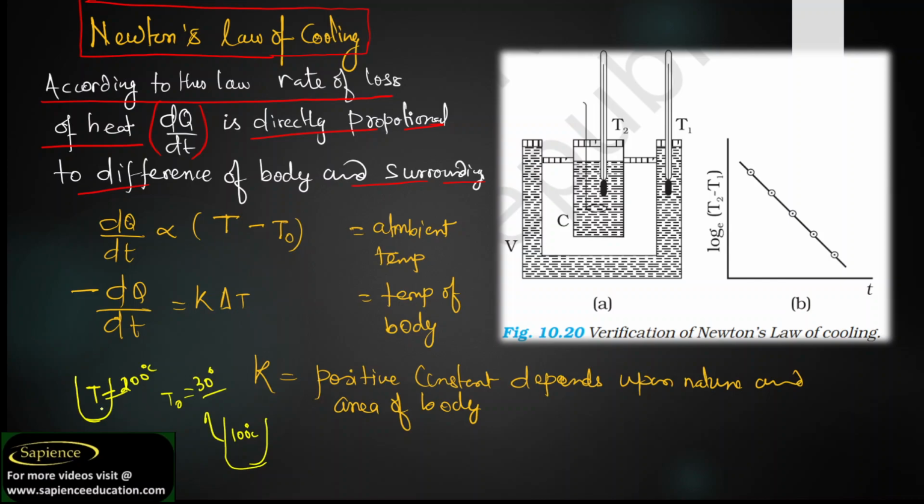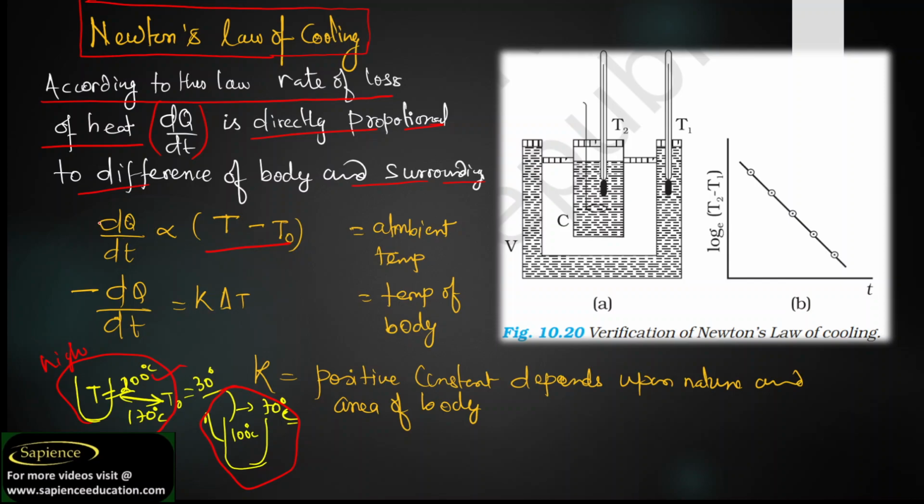Now, consider the rate of cooling at a high temperature difference. Here the temperature difference is 170 degrees Celsius, but at this point the temperature difference is only 70 degrees Celsius. So the rate of cooling of this body is high as compared to this one because it has a very high temperature difference. It means that as the temperature difference is more, the rate of cooling will be more.